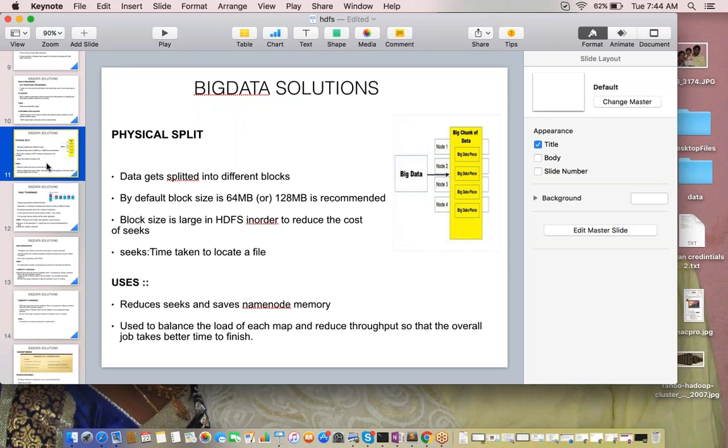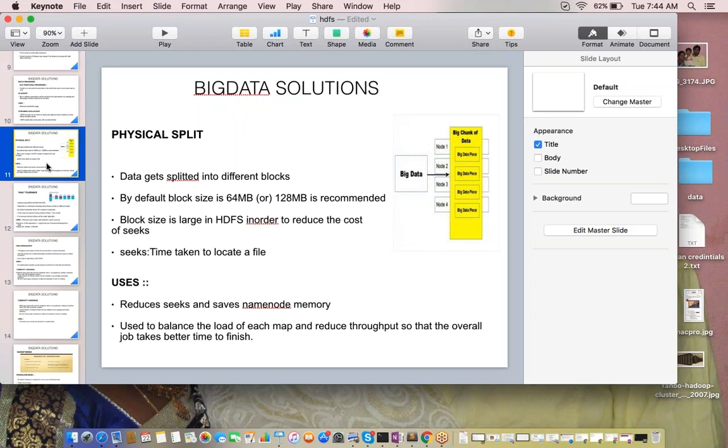And why is the block size 64 MB or more than that? Why not less than that? Anyone can? I think I already explained it. Anyone want to try to guess or explain?